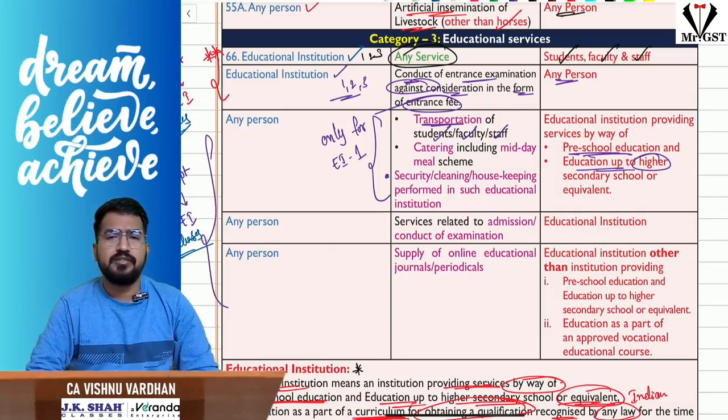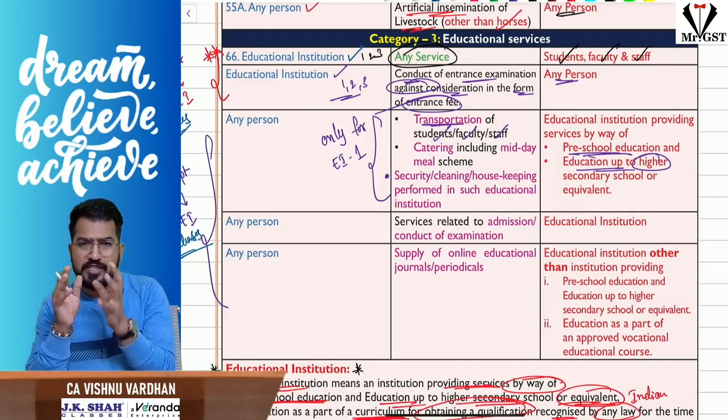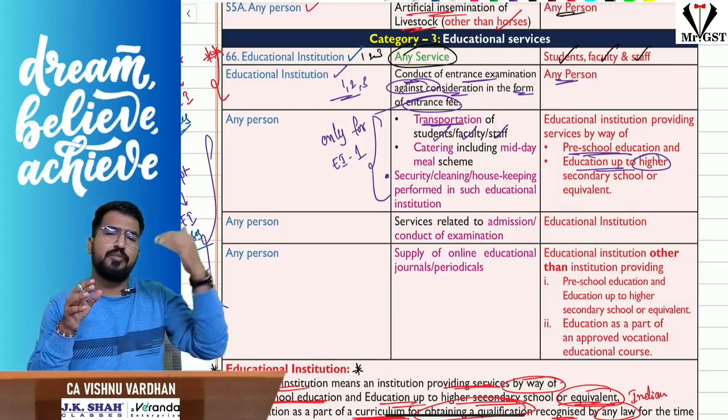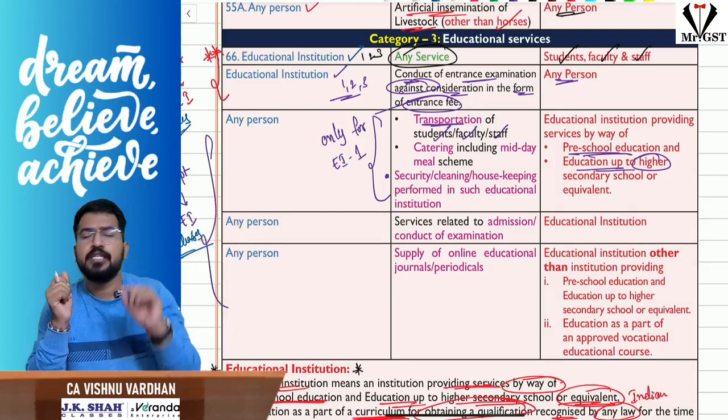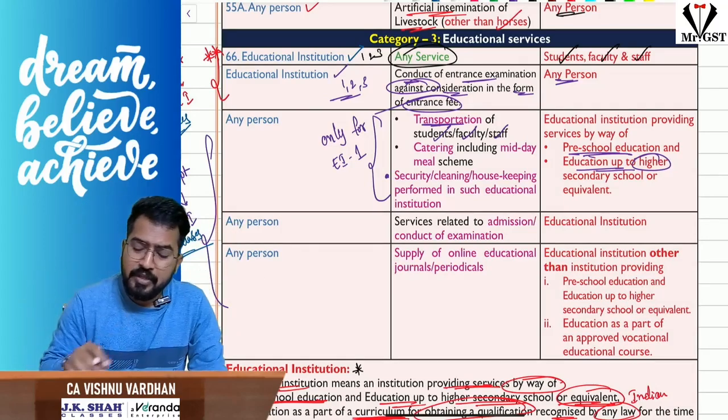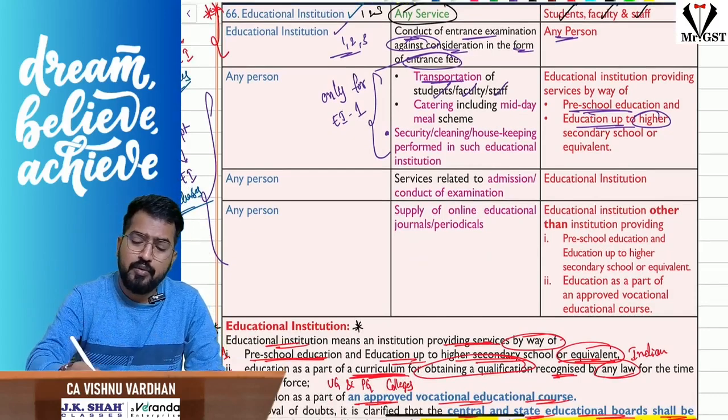Exempt under GST. If you provide transportation of students, faculty, staff of any education institution which is providing preschool or up to higher secondary school, that means EI1, then it is exempt under GST. Hope it is clear for you. Alright, that is point number 1. What is point number 2 now?